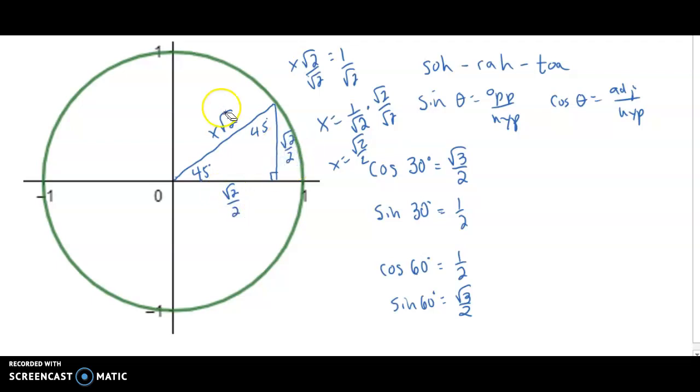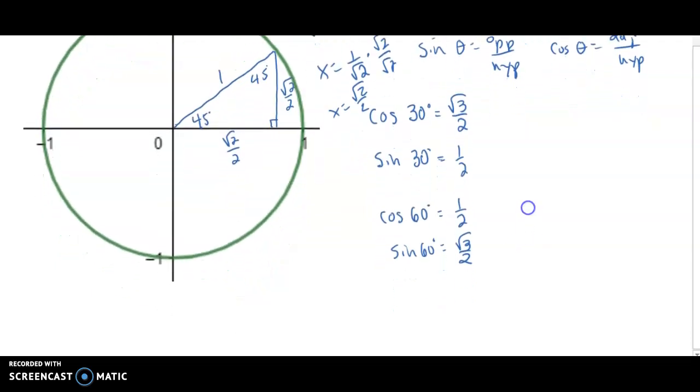And we already know that hypotenuse is going to turn into 1 because that's the radius of the circle. So there I'm going to write down the cosine and the sine of 45 degrees, which will be the square root of 2 over 2 divided by 1, so it's the square root of 2 over 2. And the sine of 45 degrees ends up being the same thing. So I've got all my measurements here now in degrees.